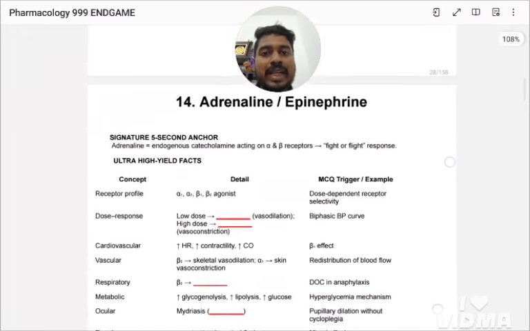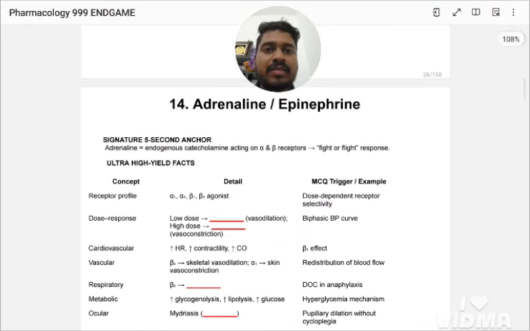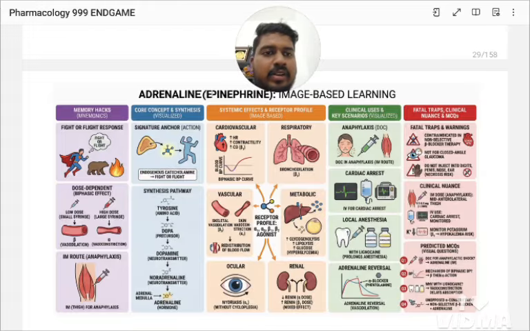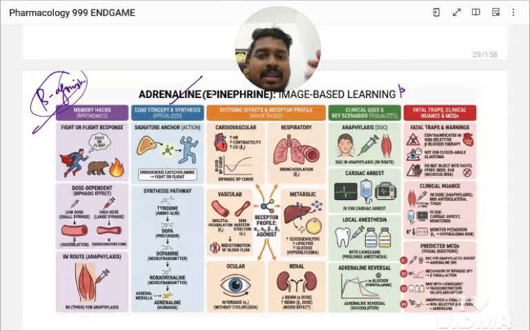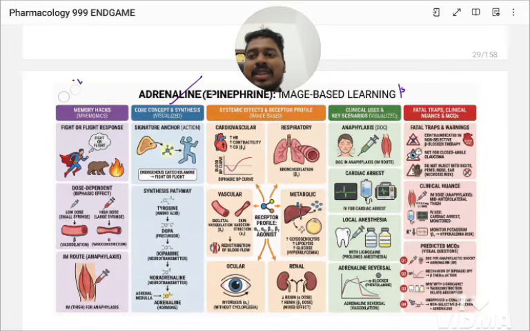So next we'll go to beta agonists, that is adrenaline and epinephrine. In beta agonists we have one important prototype drug, that is adrenaline. Remember, in your exam 2 options will be, one noradrenaline and second adrenaline always, and you'll miss one of these two if you don't understand the concept well.